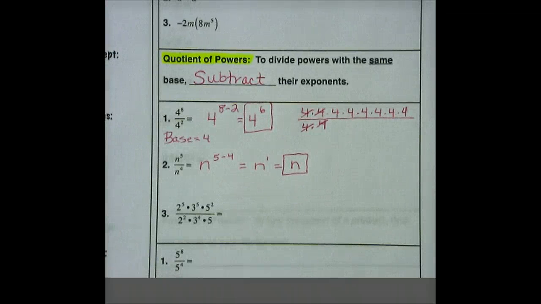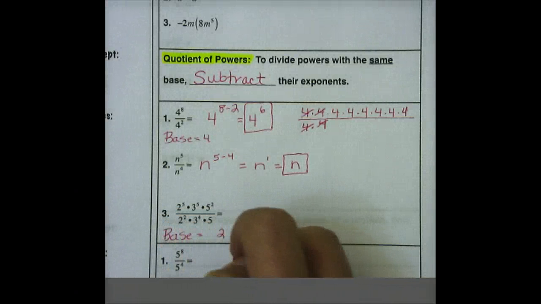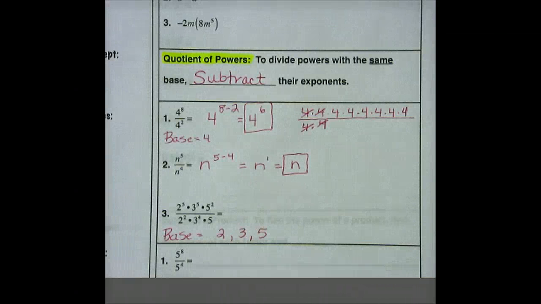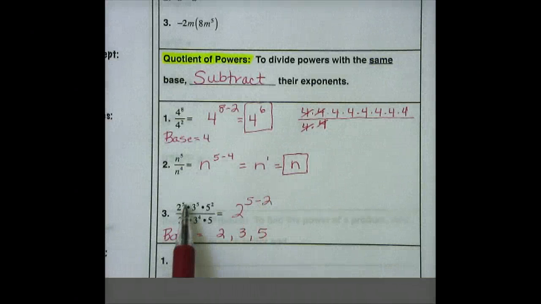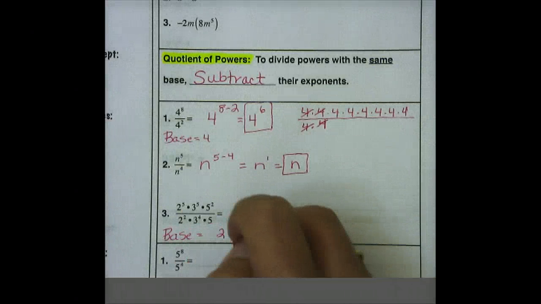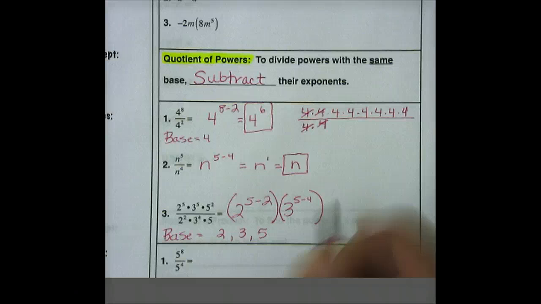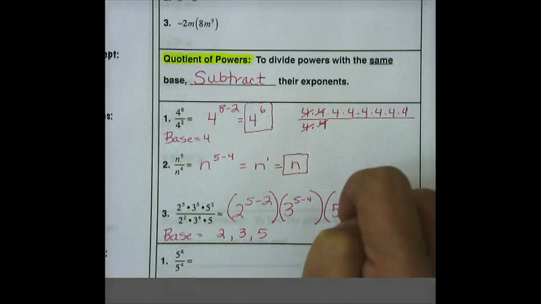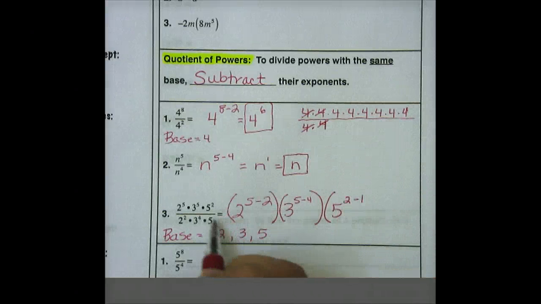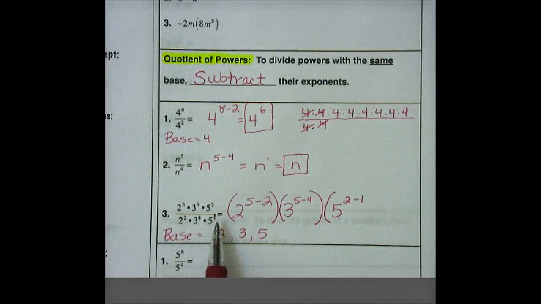Now number 3 looks a little bit harder, but it's really not. We just happen to have 3 bases here. So we have a base of 2, a base of 3, and a base of 5. So what we'll do is we'll take 2 to the 5 minus 2. So we have 5 here and 2 here. Times 3 to the 5 minus 4. 5 in the numerator, 4 in the denominator. Times 5 to the 2 minus 1. Don't forget that assumed 1 over here. There's not a 1 there, but when it's by itself, we have an assumed 1.